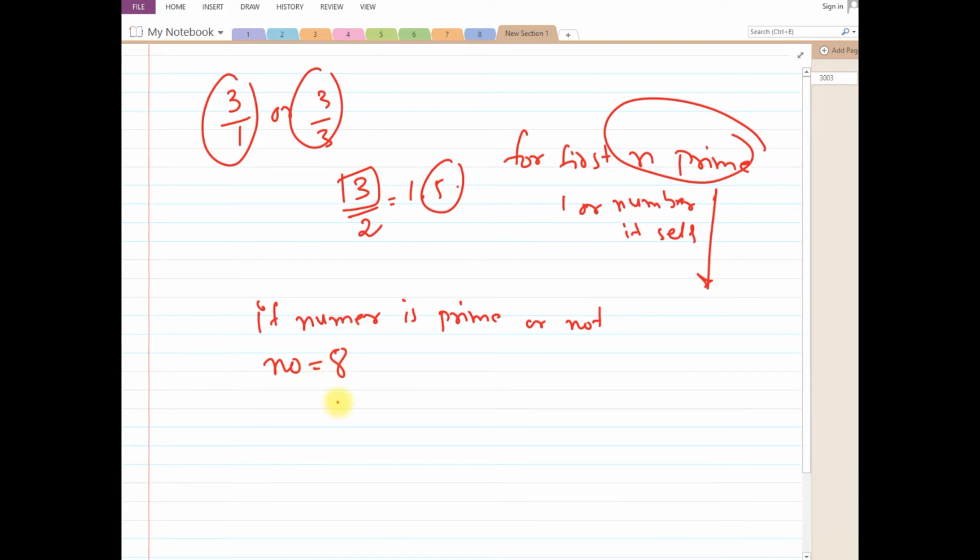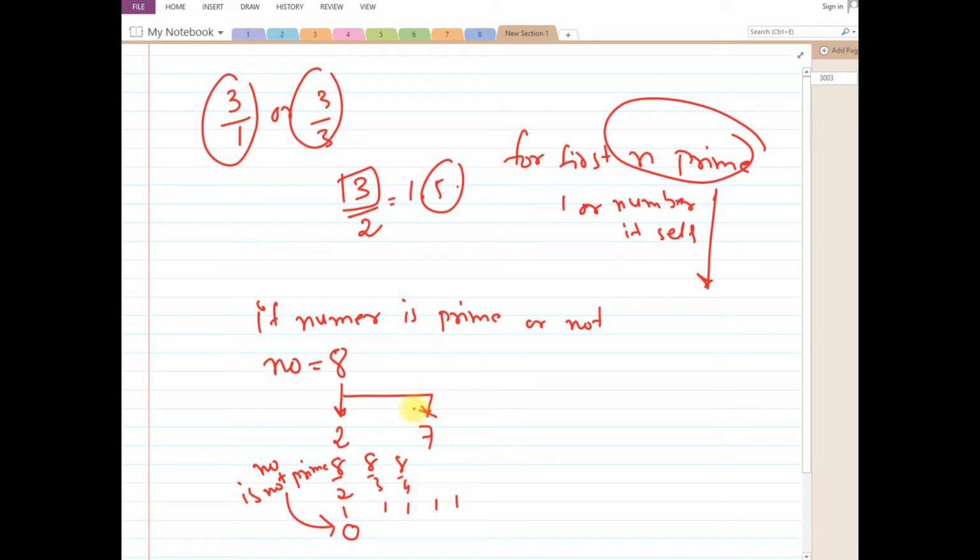What I'll do is I'll start a division from number 2 and I'll go up to number 7. So I'll do 8 by 2, 8 by 3, 8 by 4, and I will check the remainders of each answer. So here I'll get 0. Whenever you get a 0 remainder, that means the number is not prime. So we are going to do that.